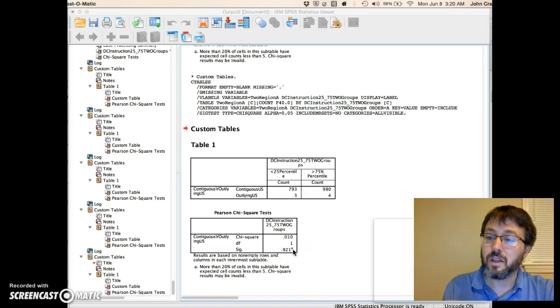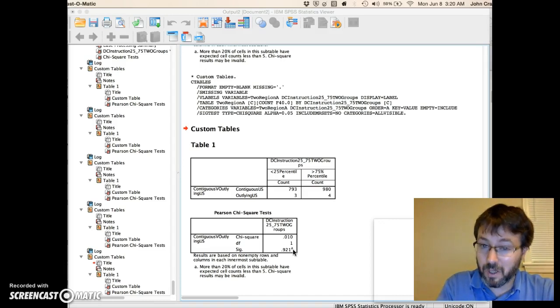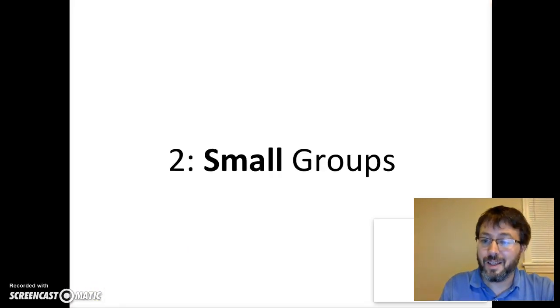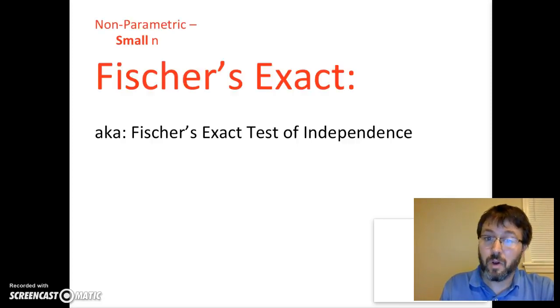So I want you to know how to interpret it, as it may be relevant for variables in your particular question. But now let's turn our attention to how we could handle a situation like this where we have so few observations. Well, fortunately, there's a statistical test for this. When we have very small numbers in our cells, or small groups, we can use the Fisher's exact test. It's also called Fisher's exact test of independence.